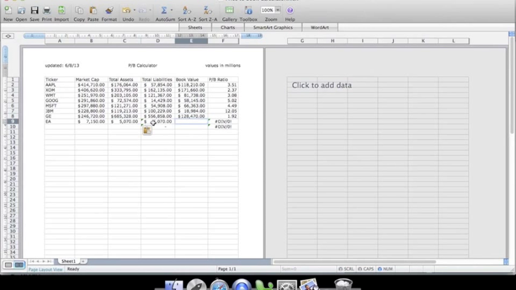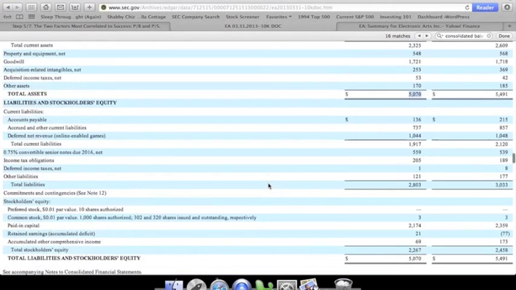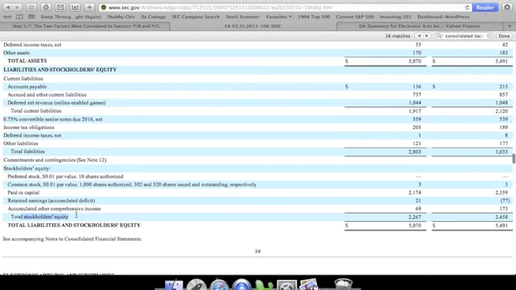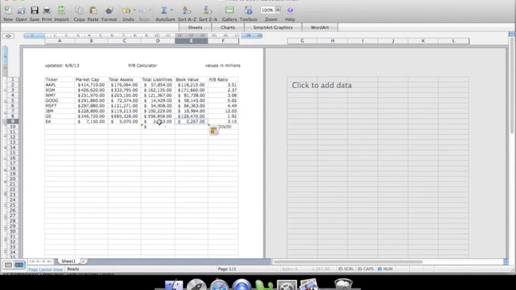Now, I made the calculator automatically calculate liabilities based off assets and book value. So all you need to do is put in assets and book value, and it'll subtract book value from assets and give you the total liabilities number. So we look for book value, which is also called stockholders' equity or shareholders' equity. So here's that number here, 2267, and we should see total liabilities of 2803 on the calculator, which we do. And based on these numbers, it took market cap divided by book value, and we got a PB ratio of 3.15.